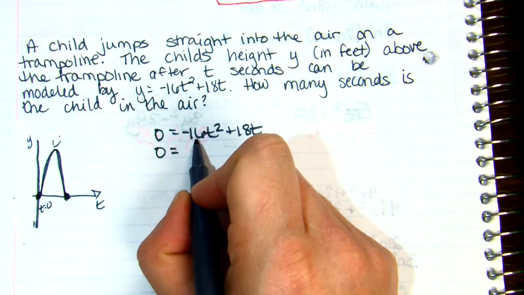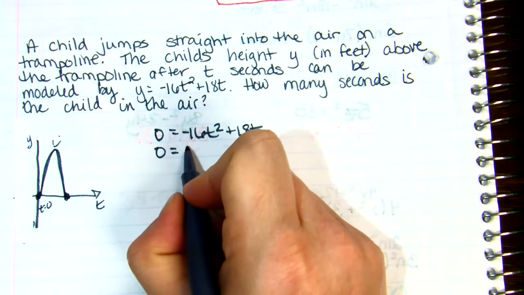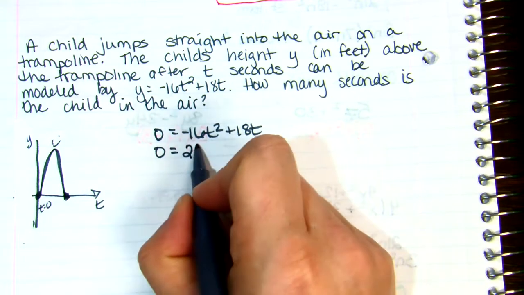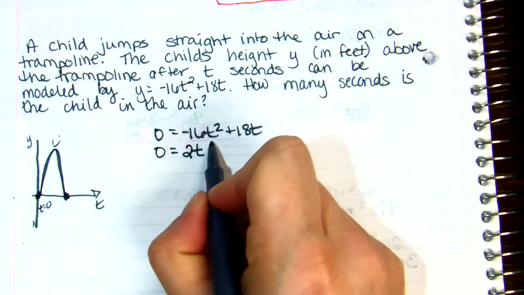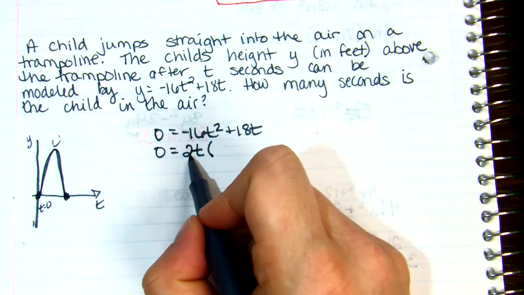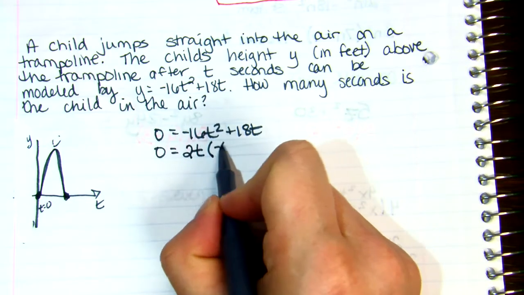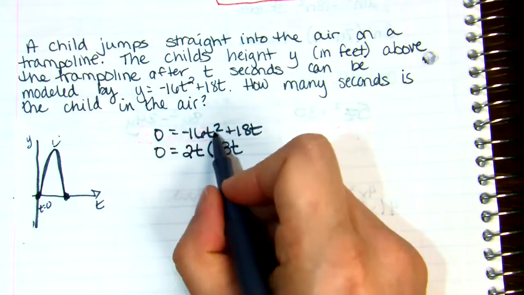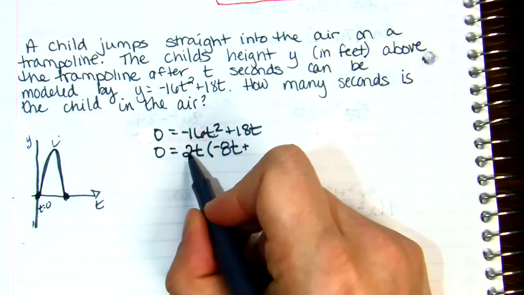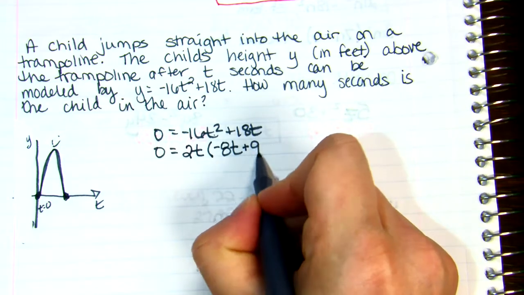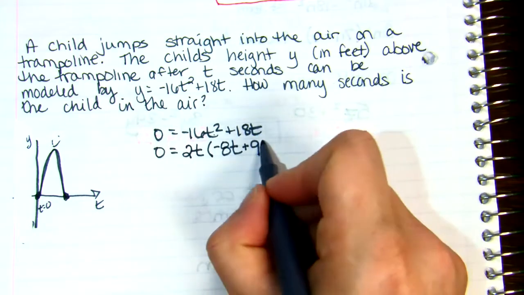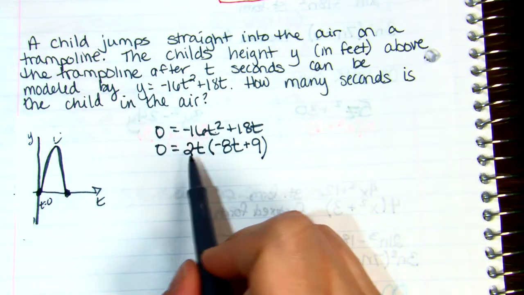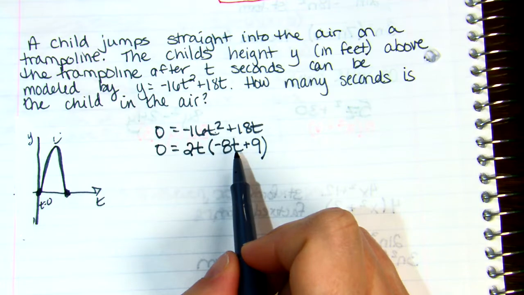The greatest common factor between 16 and 18 is 2, so I'm going to pull a 2 out. Greatest common factor between t squared and t is a t. And then I need to see what's left behind. 2 times negative 8 gives me negative 16, and I need another t there. t times t is t squared. 2 times 9 gives me 18, and I don't need a t. So these are my two factors, 2t and negative 8t plus 9.